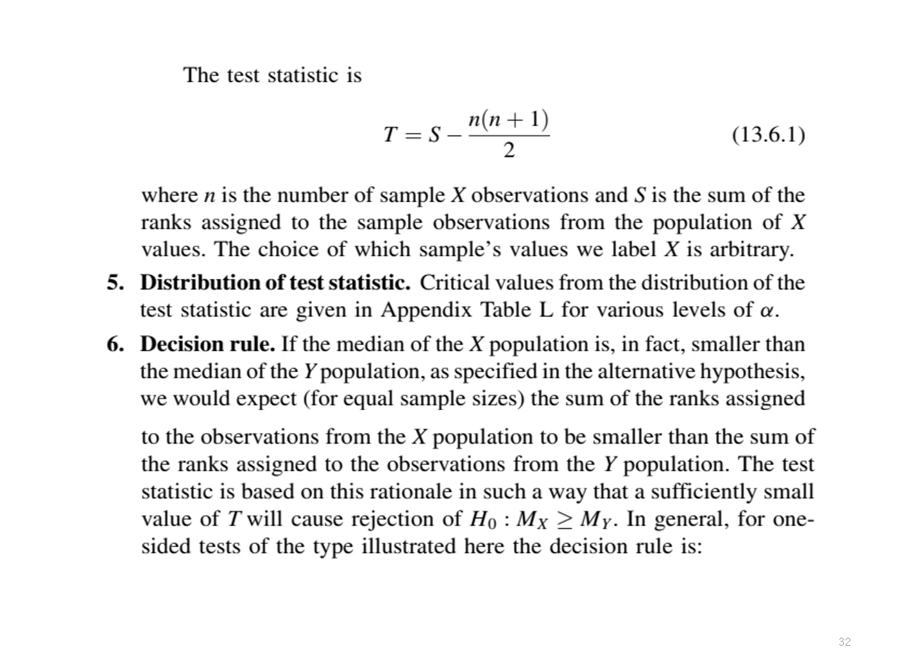Then we have the test. This is the formula. T is the test statistic. S is the sum of the ranks assigned to the sample observations from the population X. Actually, the choice of group is arbitrary. In this case it doesn't matter. Anyway, for the time being, we put this one as X.